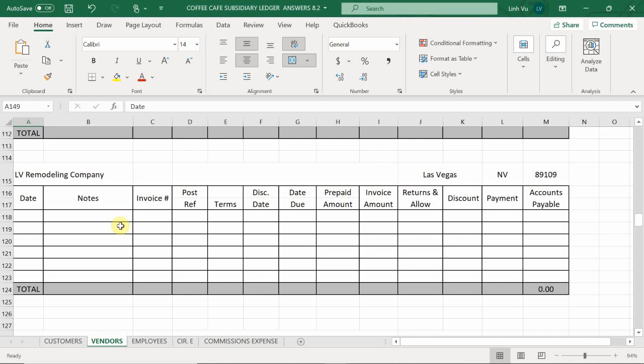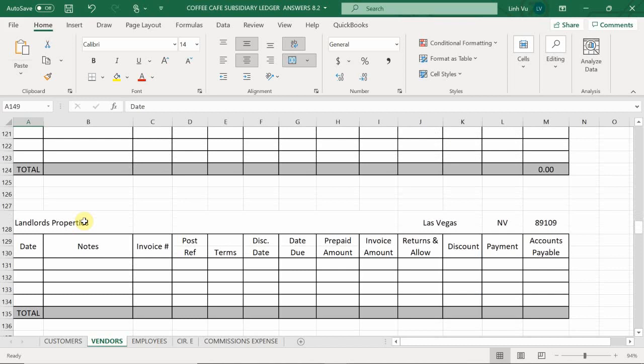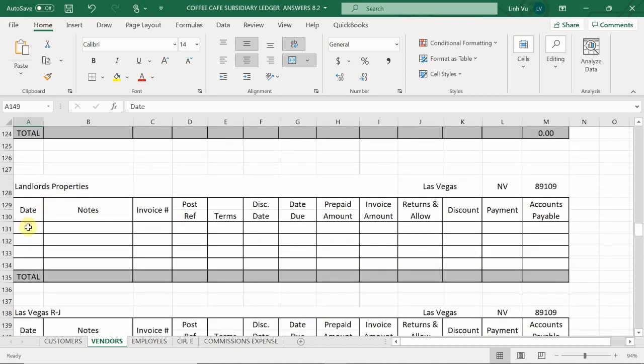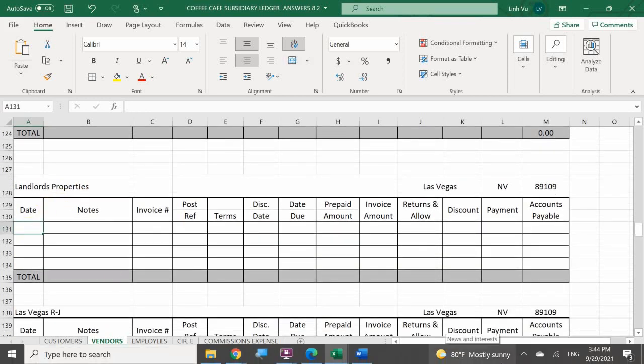So in this case, landlord properties. Let's see where they are. Here they are. Each account has its own, just like each vendor. Every transaction you do with a particular vendor, they each have their own separate account. So in this case, in the notes, what do you want to say here? What did you do with landlord properties?